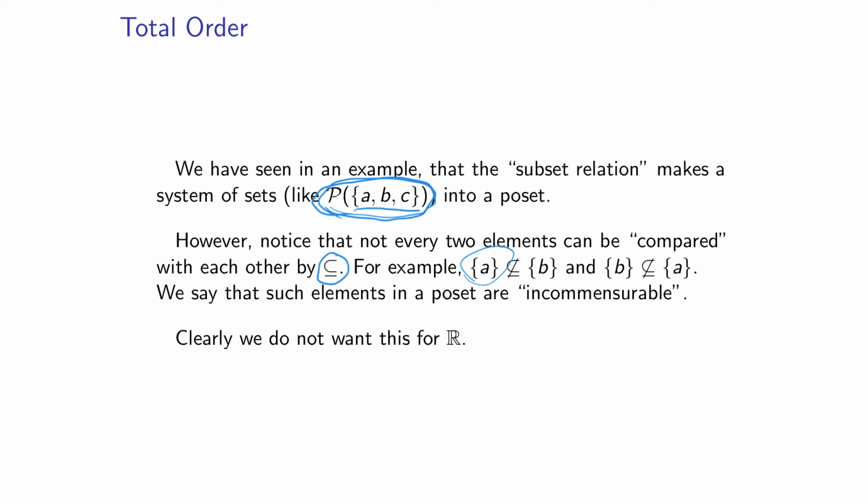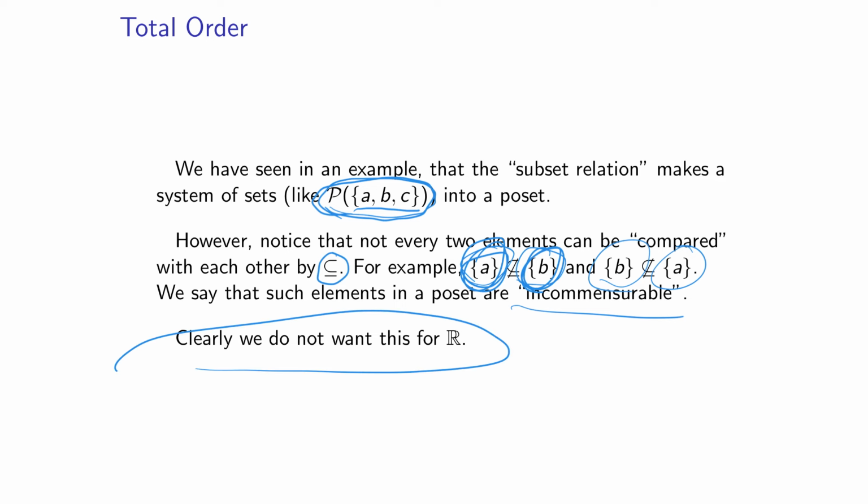So the set of just A does not precede the set of just B, nor does the set of just B precede the set of just A. Since neither relation holds, they are not in any way related to each other by this relation. So we would say that those elements, the set of A and the other element, these are elements in the system of sets, are incommensurable.